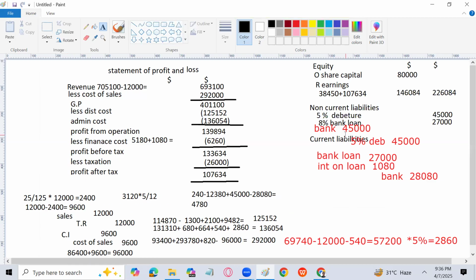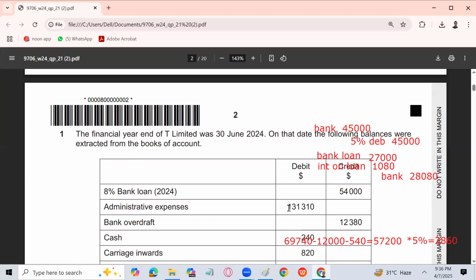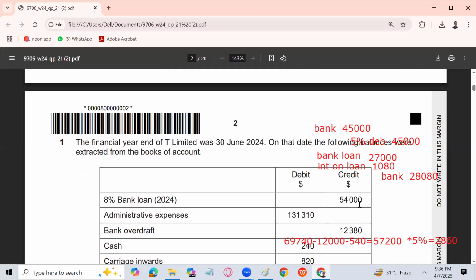That's why I didn't drop the entries yet. Bank debit, the 5% debenture has been issued. So 45,000, we have to add it in the bank, and debenture is a non-current liability. I will write it in the non-current liability section. And the 8% bank loan, which is a non-current liability, was already available with us for an amount of 54,000, sorry. It is decreased by 27,000 because we have paid half of the bank loan along with interest on loan. So interest on loan is not outstanding currently because 3 months of outstanding interest has been paid.